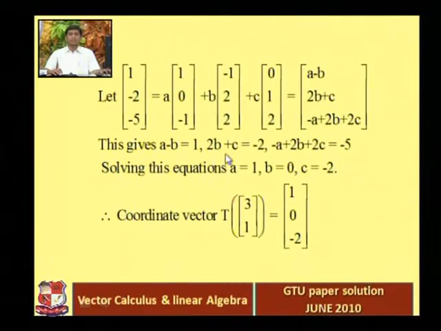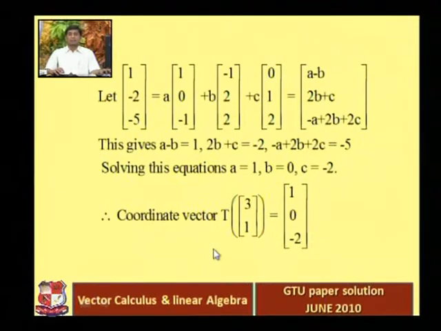You can solve it. Solving these equations, you will get a is equal to 1, b is equal to 0 and c is equal to minus 2. So what is our first coordinate vector corresponding to T of 3 1? That is equal to 1 0 minus 2. Okay.